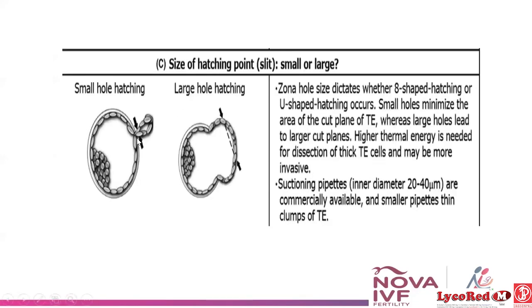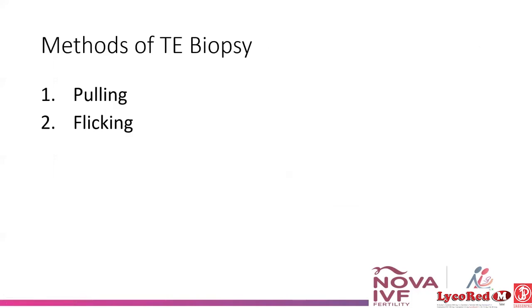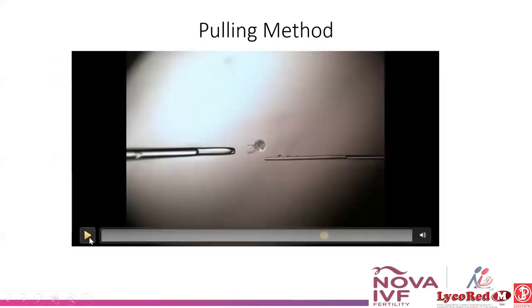Size of the hatching point. Always prefer that the hatching point should be very small to do the biopsy. Otherwise, if it is a very big hole, then there is a chance that when you do the pulling, the whole embryo will come out. Methods of trophectoderm biopsy are either pulling or flicking. So this is the pulling method.